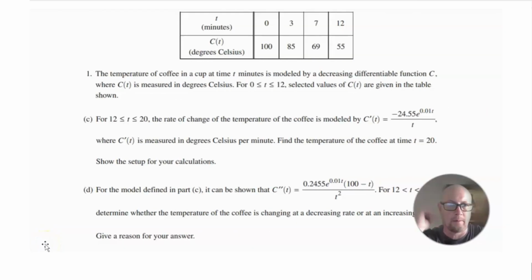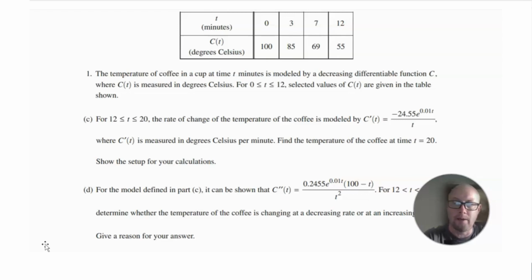Okay, let's continue with part C and D here. For part C, for 12 ≤ t ≤ 20, the rate of change of the temperature of the coffee is modeled by c prime of t, and they give us the formula there, where c prime of t is measured in degrees Celsius per minute. Find the temperature of the coffee at time t equals 20. Show the setup for your calculations.